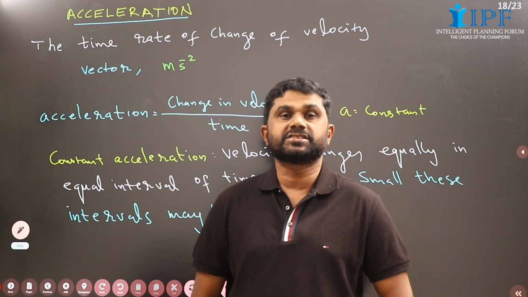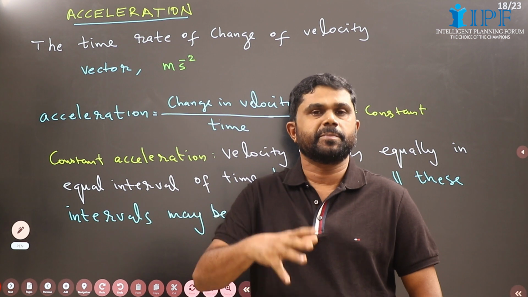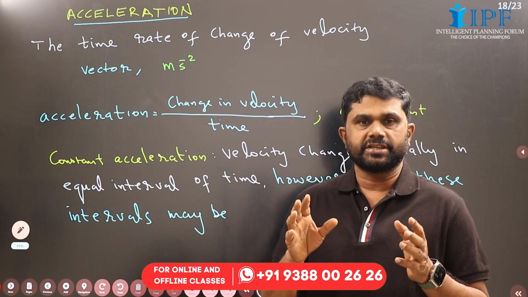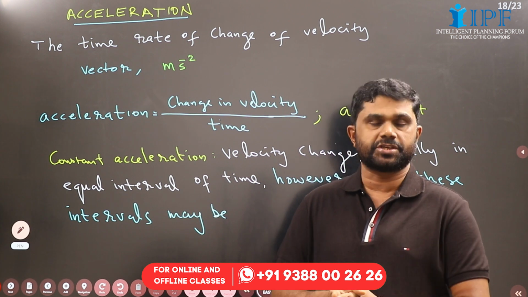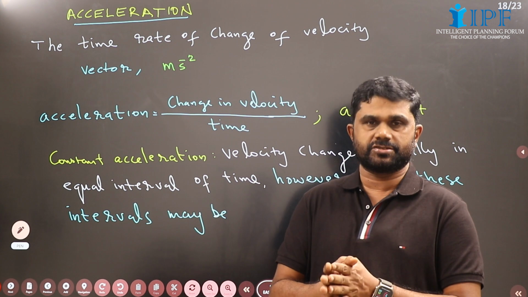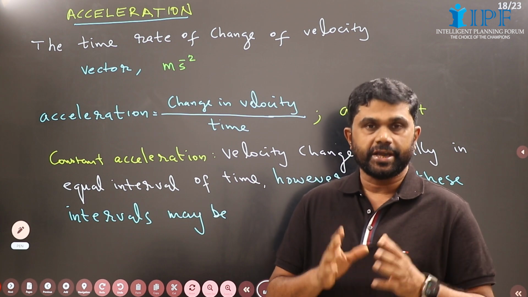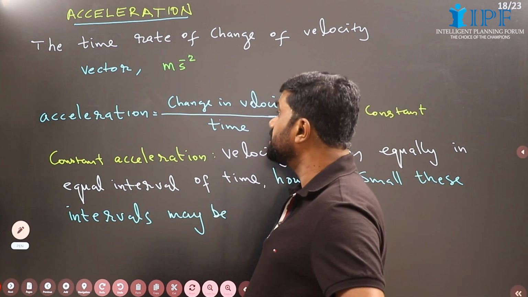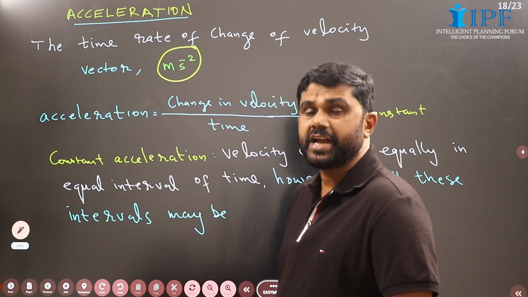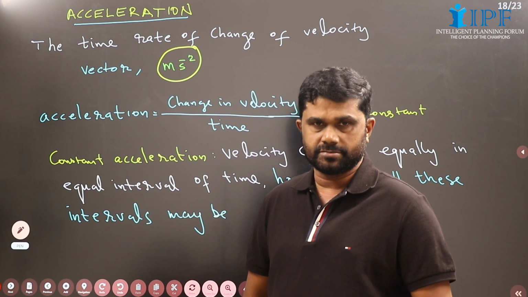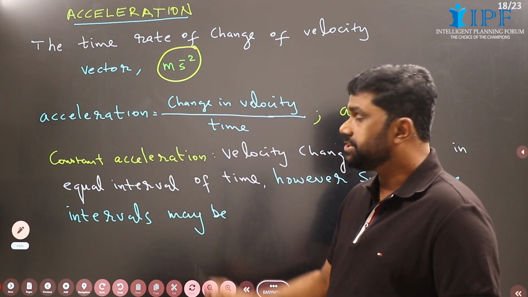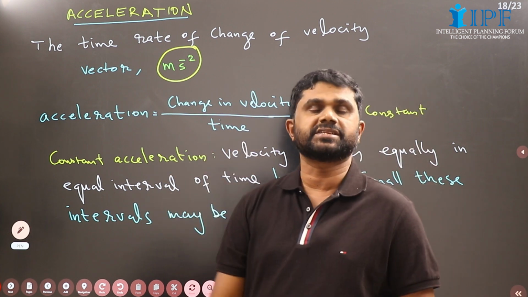Now the acceleration. Acceleration means the time rate of change of velocity, or the change in velocity per unit time. In the SI system it will be the change in velocity per second. It is also a vector, measured in meter second raised to minus 2. If the acceleration is constant, then acceleration is equal to change in velocity divided by time. This is valid only when the acceleration is constant.